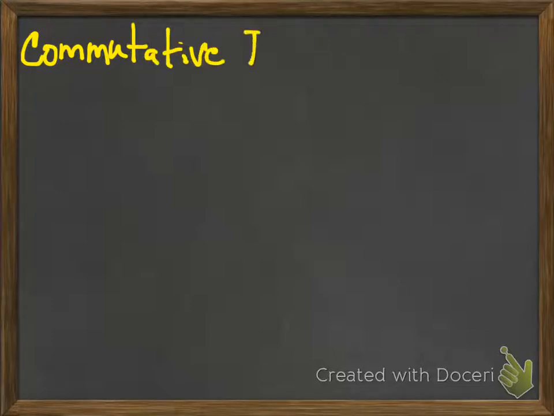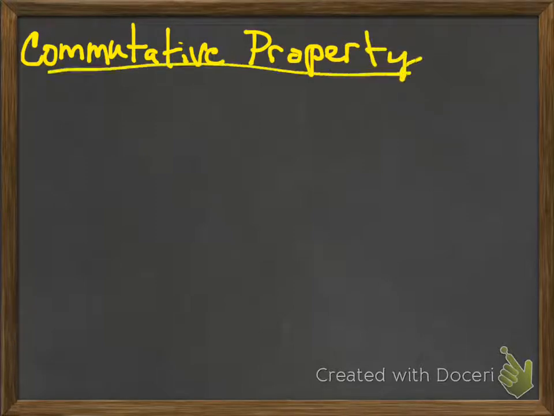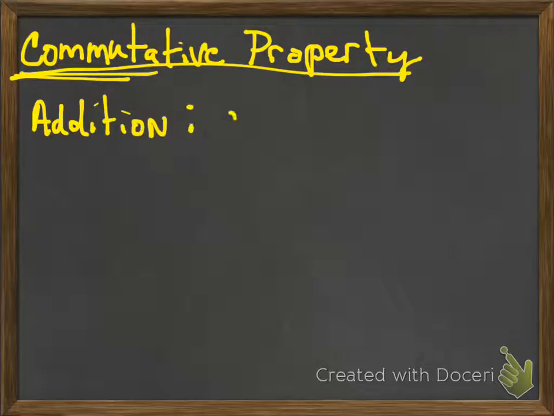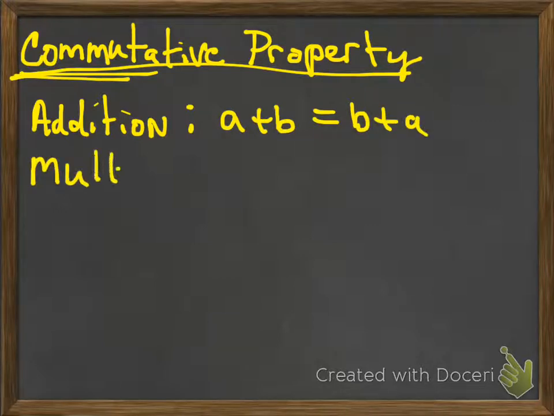Now, commutative. The idea there is that we are commuting. That means movement. Things move around. Keep that in mind. So there's two parts to this, addition and multiplication. If you're pre-AP, I expect you to tell me commutative property of addition and commutative property of multiplication. CP, as long as you're telling me it's commutative property, I'm okay.